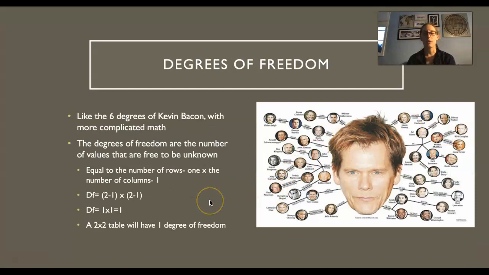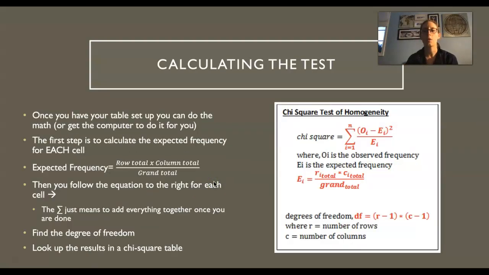Next up, we have to figure out the degree of freedom, which is very similar to Kevin Bacon's 6 degrees of freedom, but it's a little bit more complicated on the math. So it's the number of values that are free to be unknown. So it's equal to the number of rows minus 1 times the number of columns minus 1. So in a 2x2 table like we just created, it's 2 minus 1 times 2 minus 1. So 1 times 1 equals 1, which means a table that small is only going to have 1 degree of freedom, which means later on down the road that's going to help us figure out some numbers.